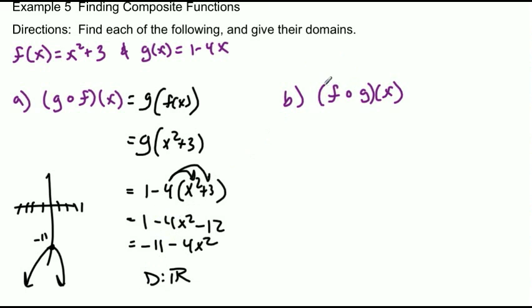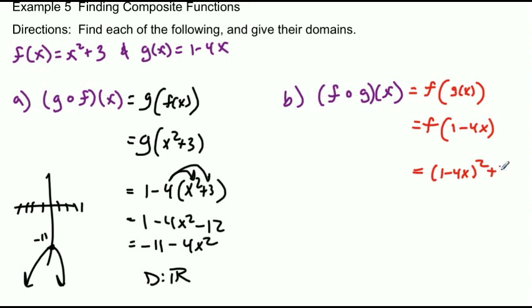Let's come over here now, and we want to find f of g of x. We can replace g of x. g of x is 1 minus 4x. So now we want to replace this x right here with 1 minus 4x. So it's going to be (1 minus 4x) squared plus 3. Again, I just replaced this x with 1 minus 4x.